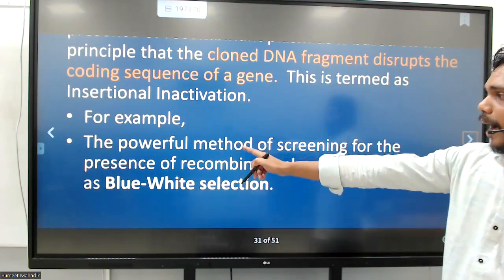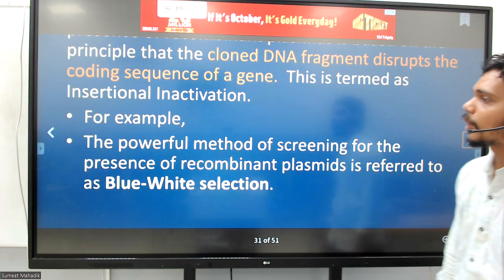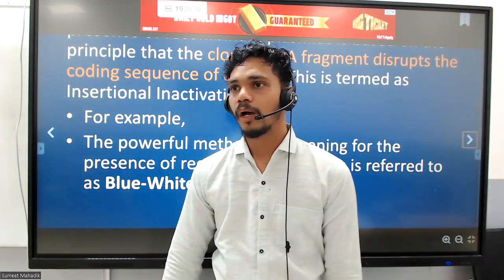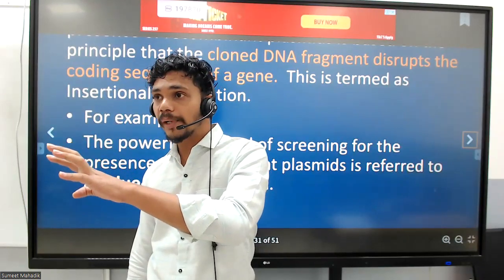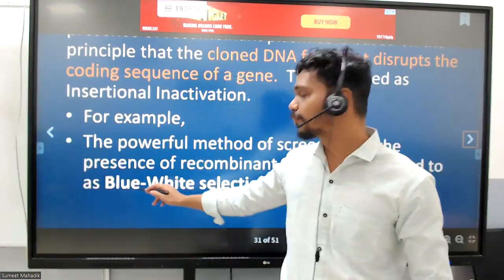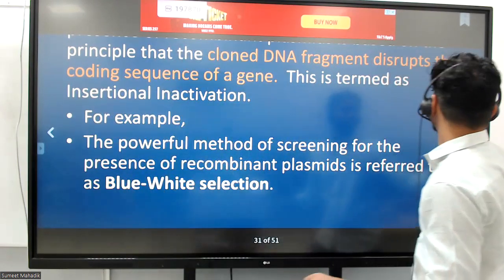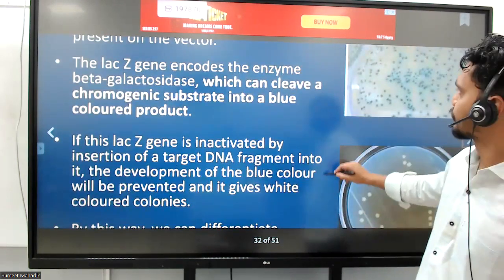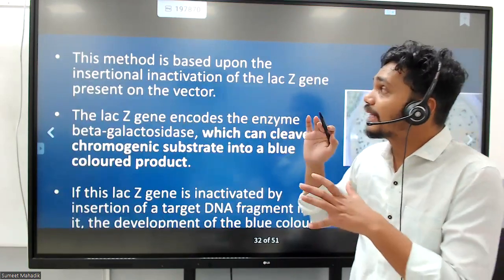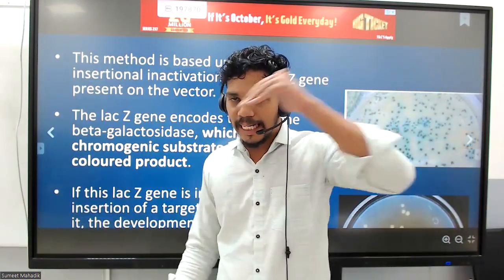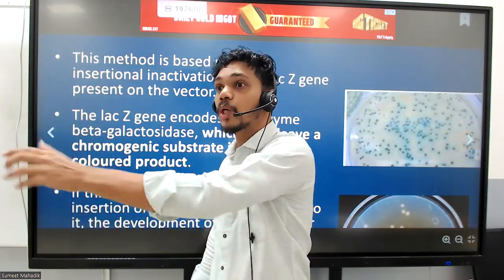For example, the powerful method of screening for the presence of a recombinant plasmid is referred to as blue-white selection. What is blue-white selection? If the plasmid has not undergone recombination, it is going to produce a blue coloration. If it is not producing anything, that is a white color. Let's see what exactly that is. This method is based upon insertional inactivation. What is insertional inactivation? Something is inserted. If it is inactivated, it is not giving color; if it is active, it gives color.